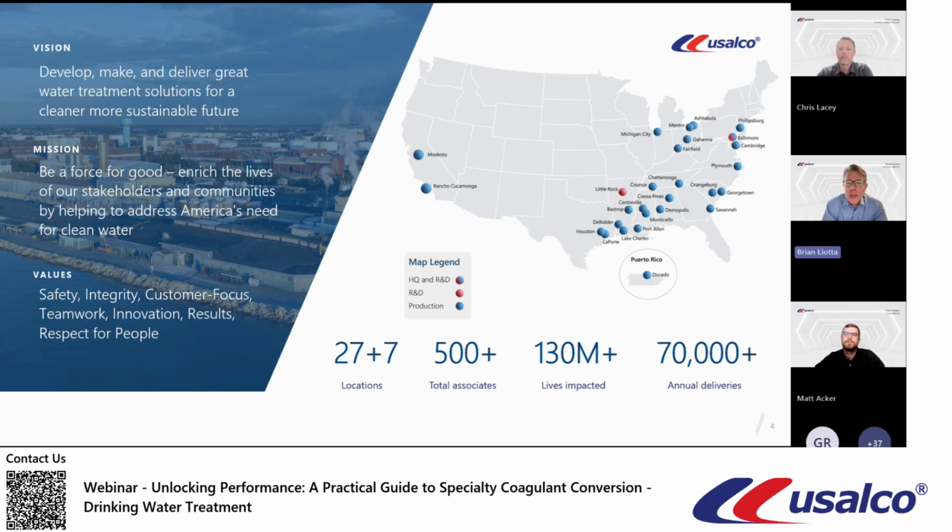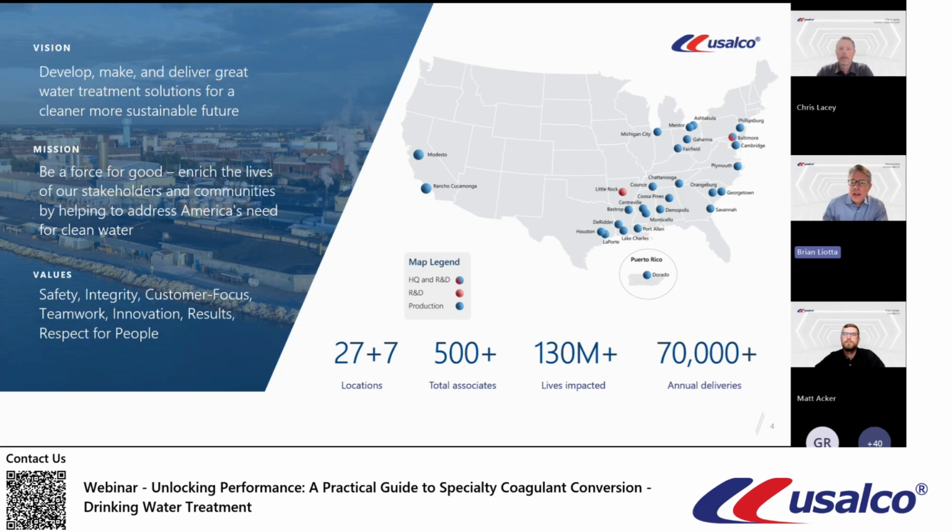As far as our footprint in the world, we have over 27 plant sites and 7 logistic hubs. So we're truly nationwide, we're coast to coast. We have a team of over 500 people that contribute to positively impacting over 130 million lives in North America and ensuring over 70,000 deliveries annually. We're currently expanding in Southern California, demonstrating our ongoing commitment to growth and serving new regions with advanced technologies.